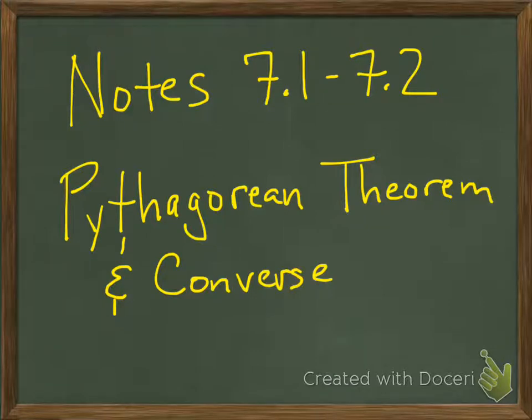Hey, here is the video on the notes we took in class today, 7.1 and 7.2, the Pythagorean theorem and its converse. You guys should already know this. It should be a review, and remember, like I said in class, if you need to review the simplifying radicals video, go ahead and do that. Or if you need to review just basic Pythagorean theorem, there's a video for that also.